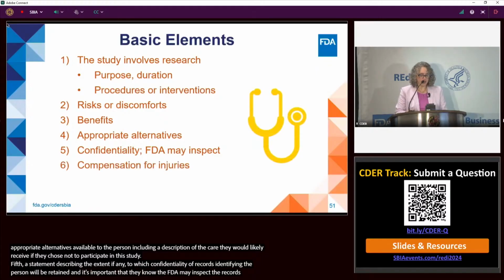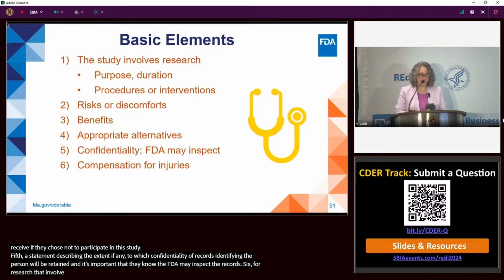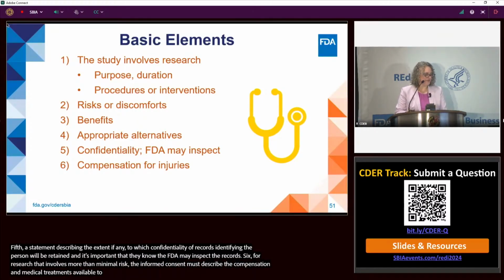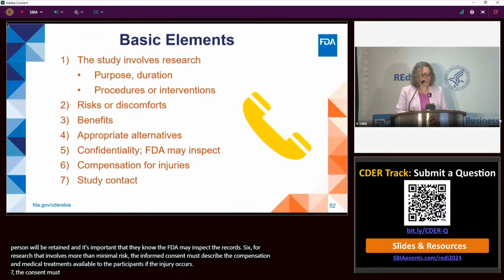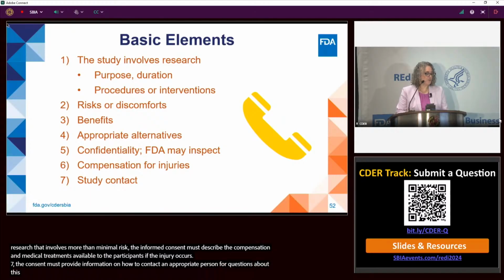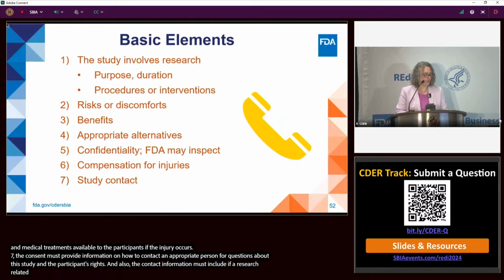Sixth, for research that involves more than minimal risk, the informed consent must describe any compensation and medical treatments available to participants if injury occurs. Seventh, the consent must provide information on how to contact an appropriate person for questions about the study and the participant's rights. And also, the contact information must include if a research-related injury to the participant were to occur.